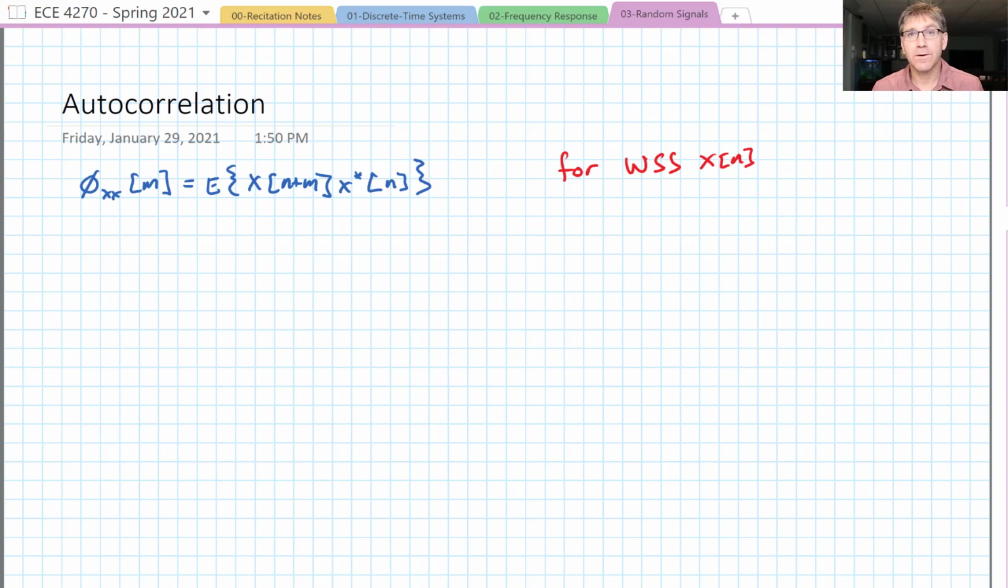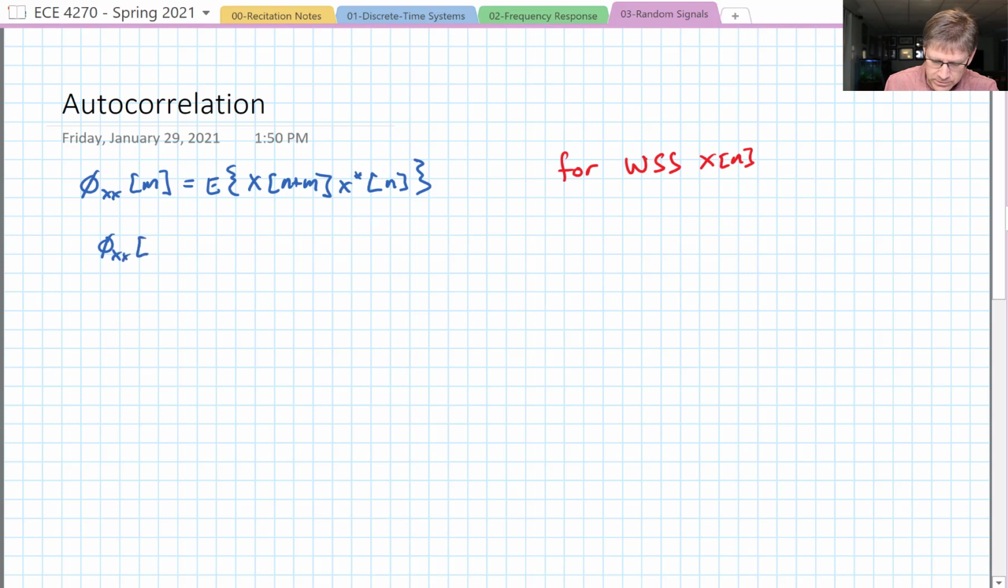The autocorrelation function is vastly useful in signal processing, so we're going to spend a little bit more time talking about the autocorrelation function. Right now we're going to assume that we have a wide-sense stationary process, x of n, and I've put the definition of our autocorrelation function there.